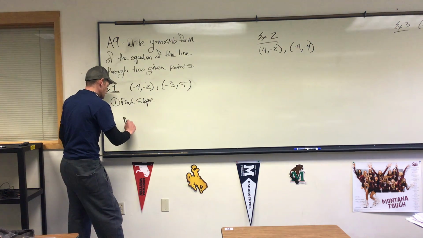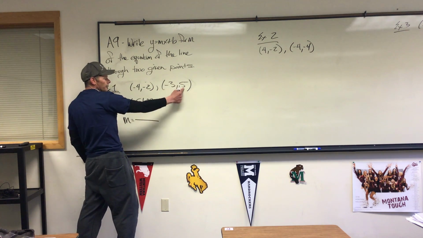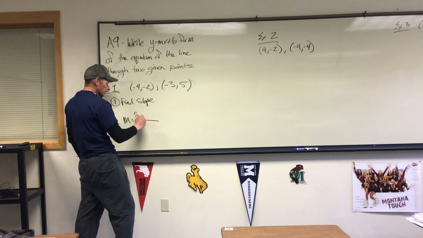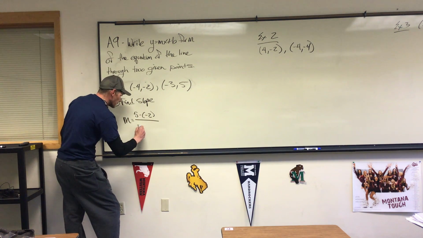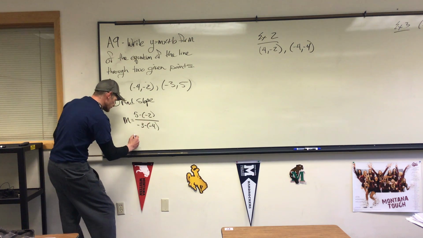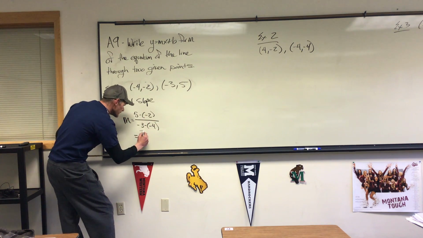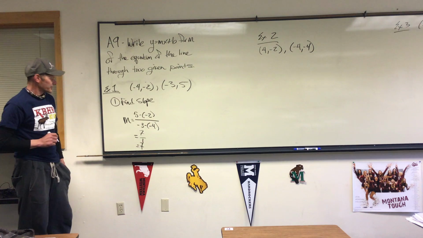So, m is equal to change in y over change in x. Let's do 5 minus negative 2 over negative 3 minus negative 4. Both of these become pluses. So 5 plus 2 is 7, and negative 3 plus 4 is 1. And so our slope is 7.